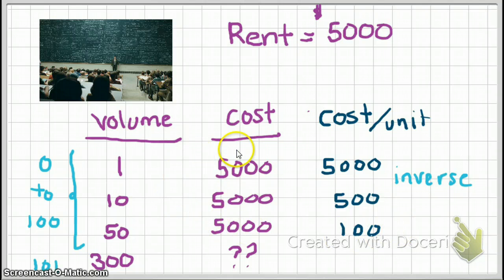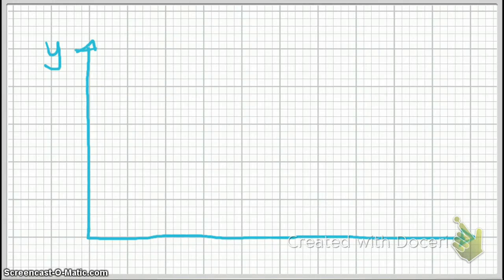So a total fixed cost stays constant with changes in volume. However, your fixed cost per unit varies inversely with changes in volume. Next, let's plot our fixed cost data on a graph. Again, your y-axis represents your cost and your x-axis represents your volume, which is number of students in this case. So let's see what your fixed cost graph would look like.